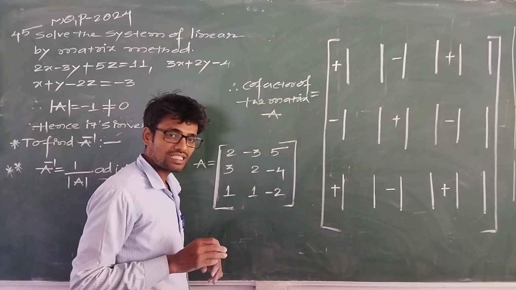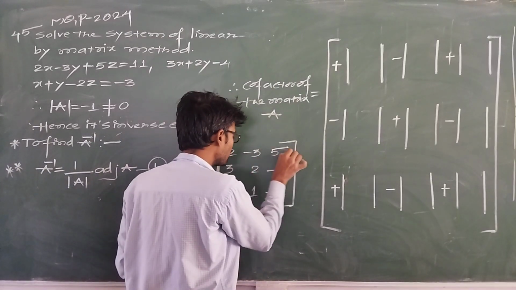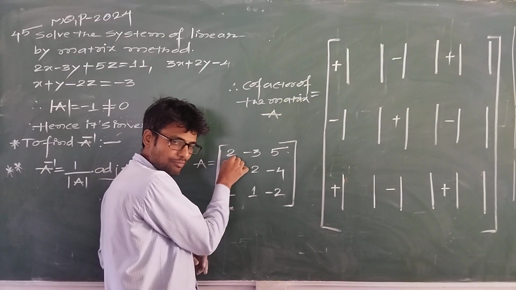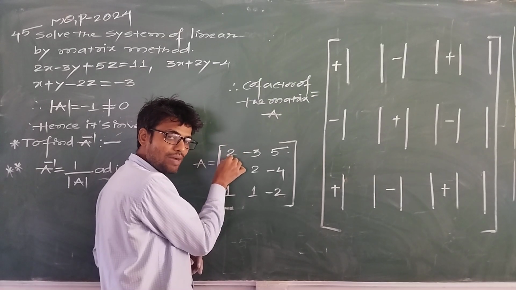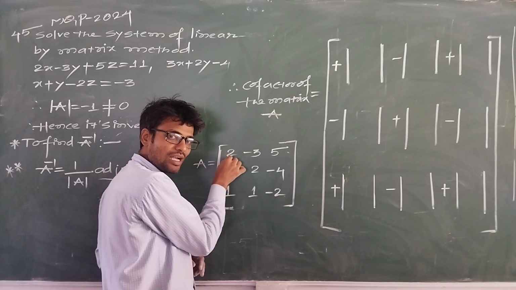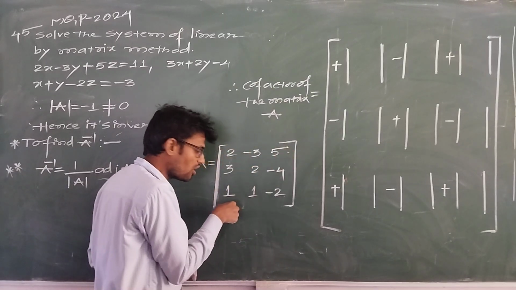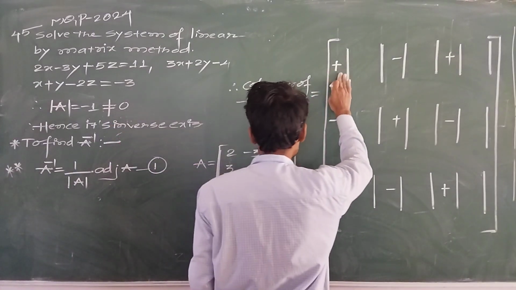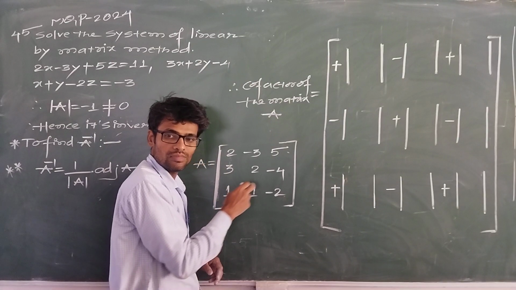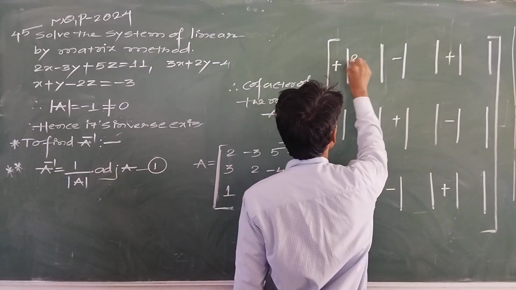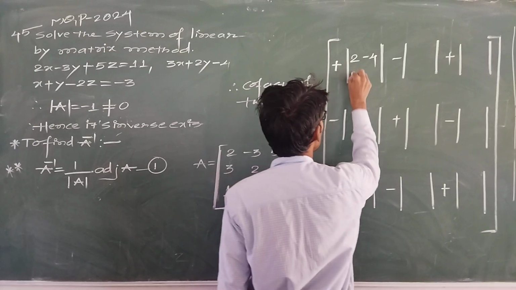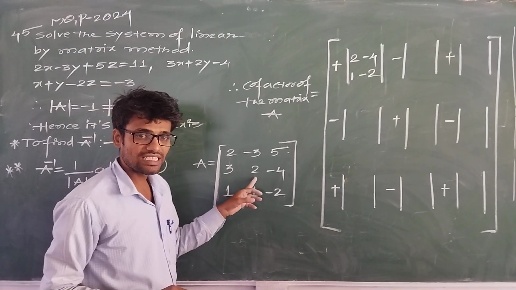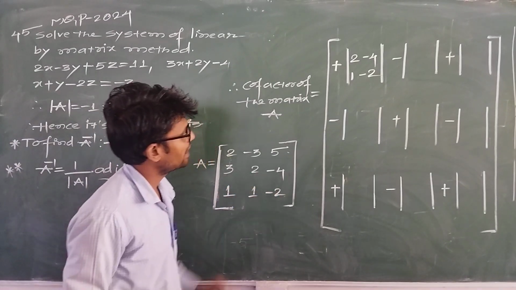Now take the elements inside the determinant obtained by deleting this row and this column, because we are finding the cofactor of 2. The cofactor of this 2 is obtained by multiplying the determinant obtained by deleting this row and this column by minus 1 raised to i plus j, or simply the plus symbol. Now delete this row and this column and take the remaining elements inside the determinant. So you will get 2, minus 4, and 1, minus 2.